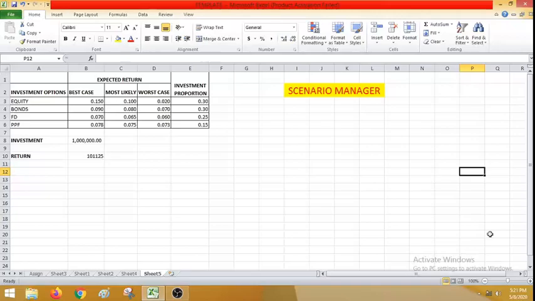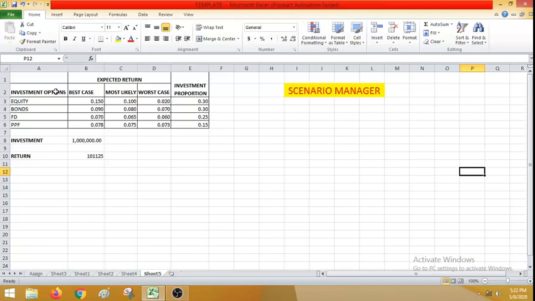So in this session I am going to explain how to use an inbuilt option that is available in Excel, which is called the scenario manager. Why have I used this option? I will try to explain it with a practical example, a financial problem, through which it is possible.